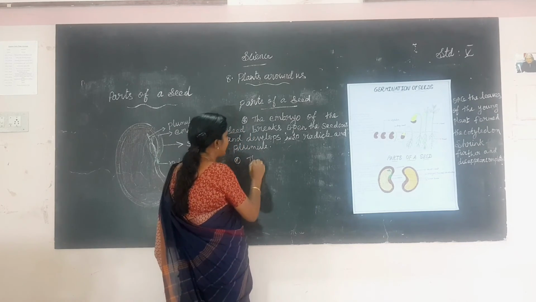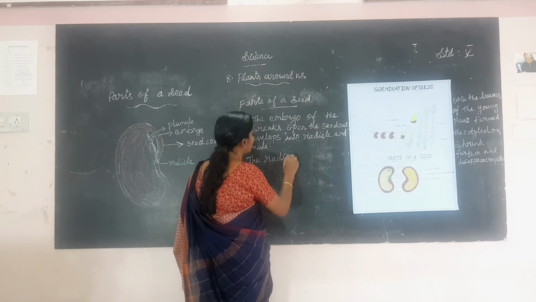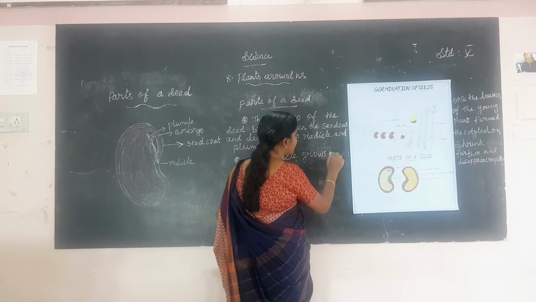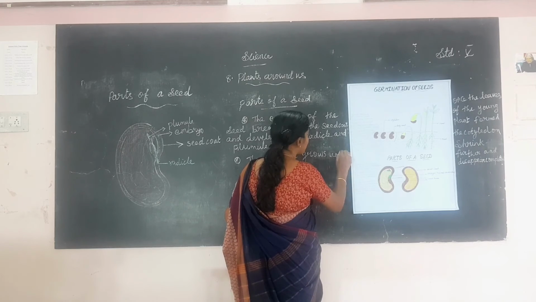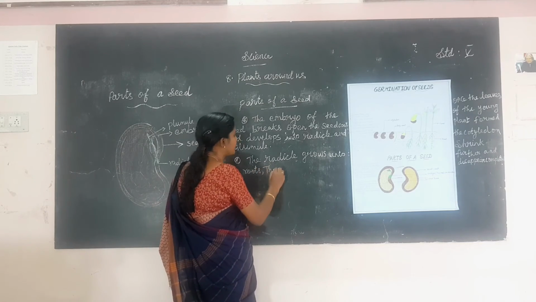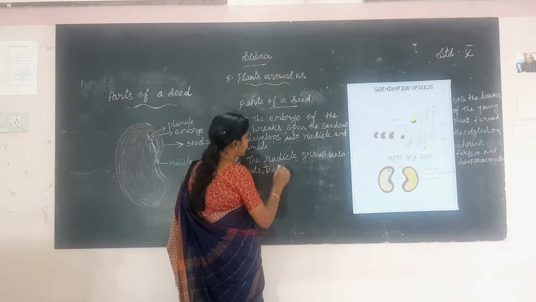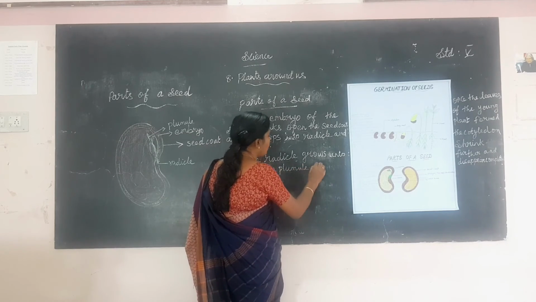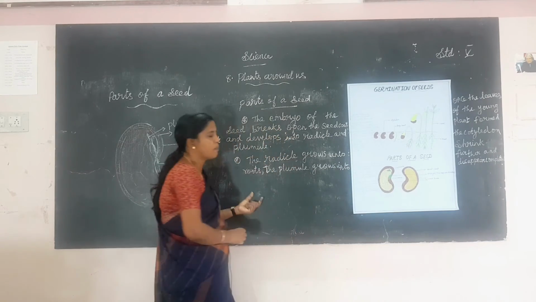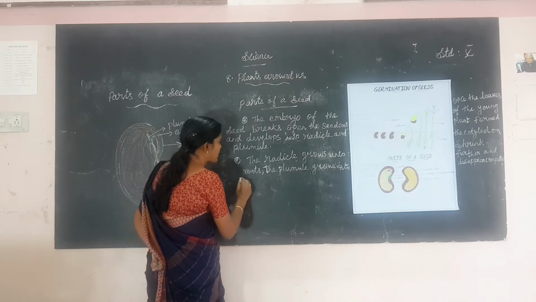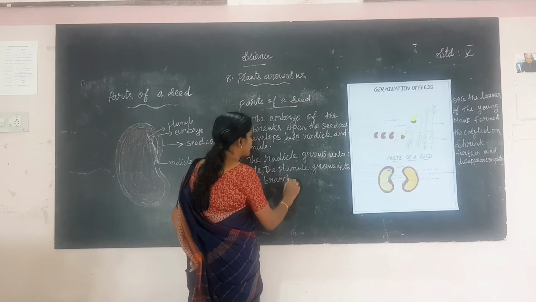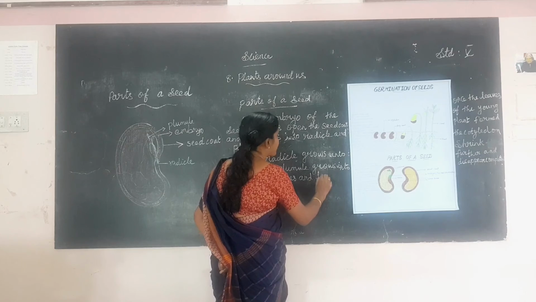Second point, the radicle grows into roots. The plumule grows into stem, branches and leaves. Stem, branches and leaves.